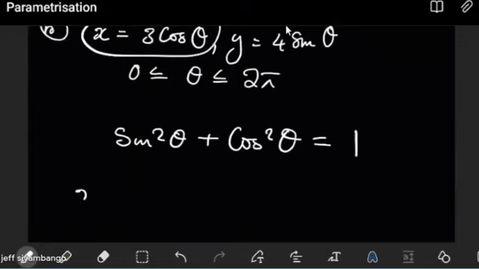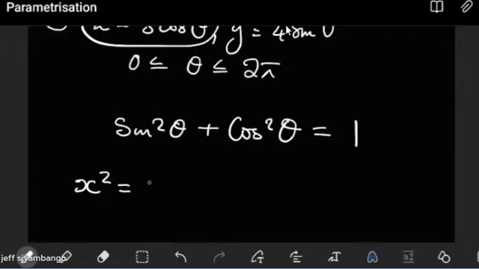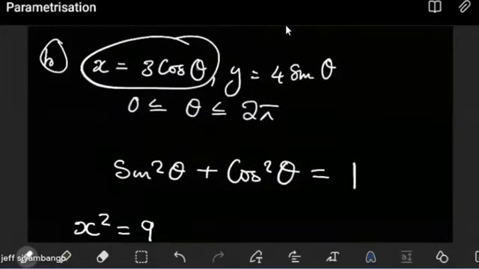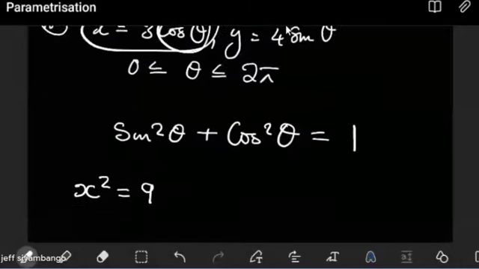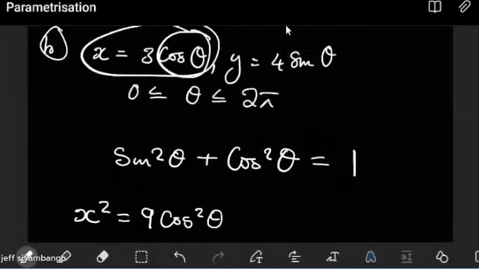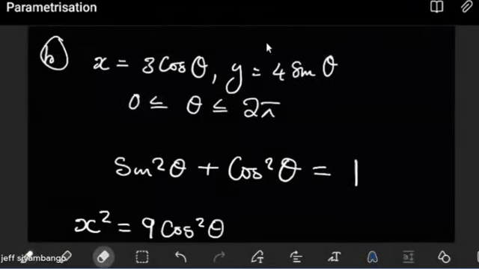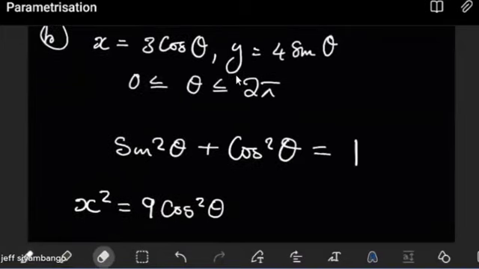If I square the left of the first one, I get x squared. If I square the right of the first one, I have to square the 3, which becomes 9. Then I have to square the cos as well, which becomes cos squared theta. Are we okay with that first one? Yes. Great. So we now do the same thing with the second one.